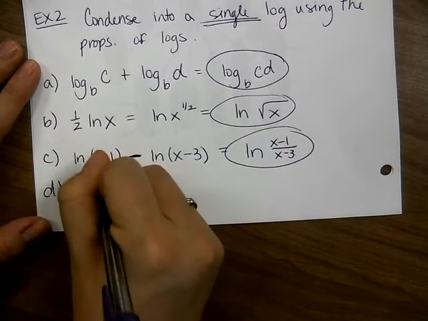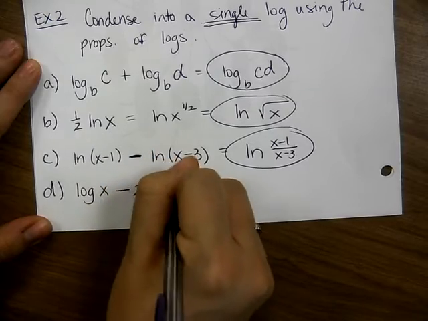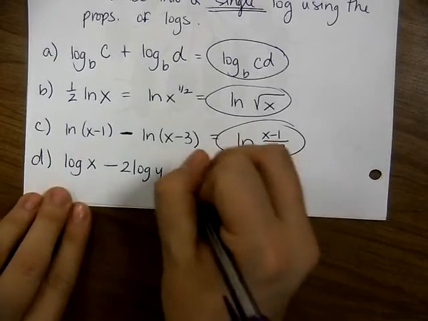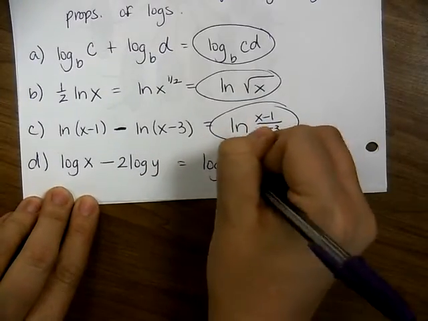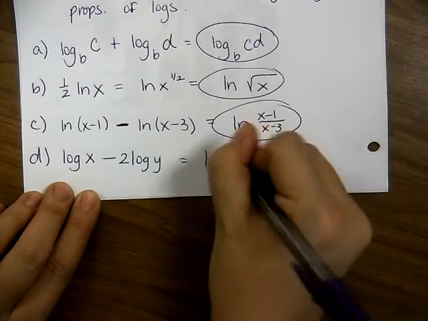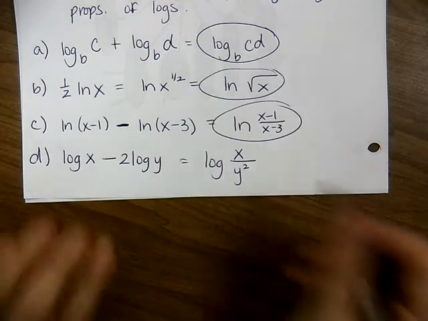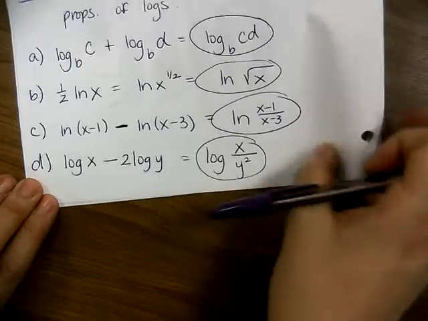Okay, you try this one. Log of x minus 2 log of y. Yeah, Ryan. Yep, doesn't matter. It's fine. Did you change it to division? You only have one log written out front, right? So it's log of x divided by y squared. Okay, that 2 gets pulled over as an exponent, and then we divide. Moving on.